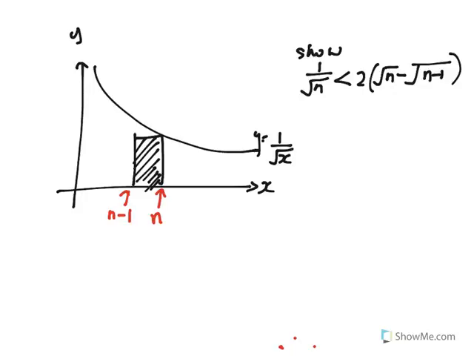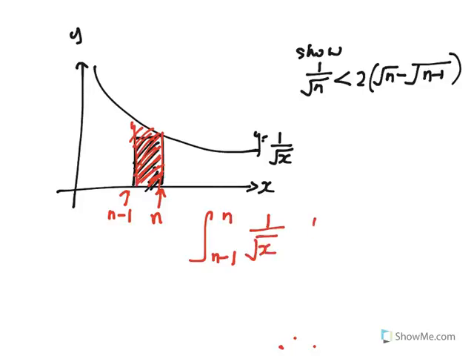How do we show this? If you observe, one of the things I can do is find this area, let's say in red. To find this area, I integrate 1 over square root x from n minus 1 to n.